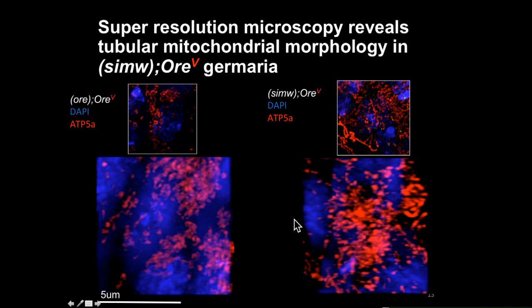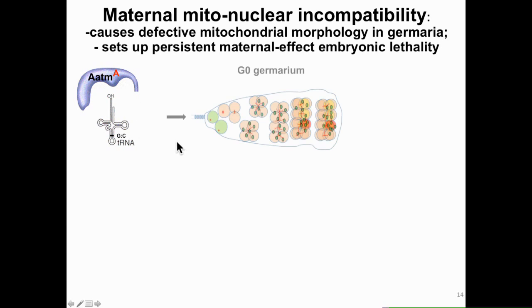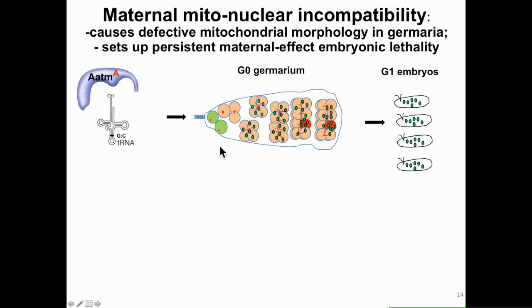So to summarize my talk today with a model: in the compatible strain, where you have an A allele of the tyrosine tRNA synthetase, we get normal germline stem cell maintenance, and the germline stem cell daughters can survive. At the same time, we have a smaller mitochondrial structure in the germline cells in the germarium. As a result, we can produce more embryos, and these embryos can survive.